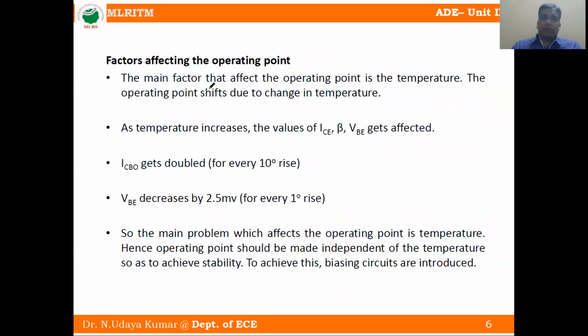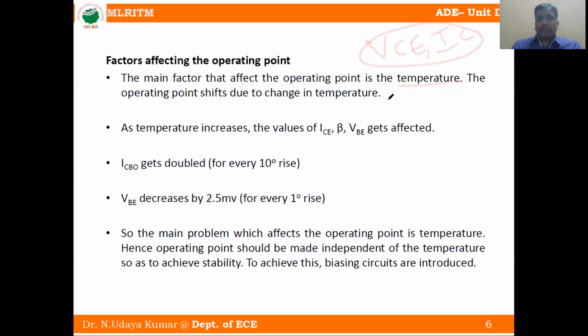Factors affecting the operating point. What do you mean by operating point? Operating point is nothing but VCE comma IC, that means collector emitter voltage comma collector current. Many factors will affect this operating point. The main factor that will affect the operating point is temperature. The operating point shifts due to change in temperature.